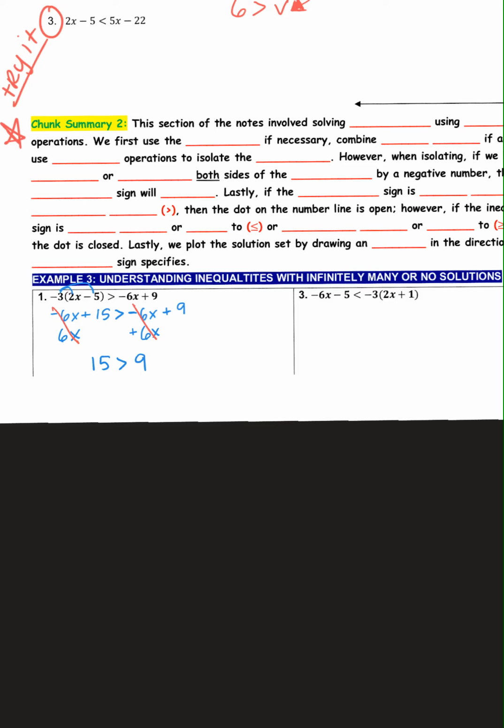Now we need to ask ourselves, is this true or false? We have to ask ourselves, is 15 bigger than 9? I would say yes. So this is true. So that means there are infinitely many solutions. And that's it. We've answered this. Both of these are your answers.